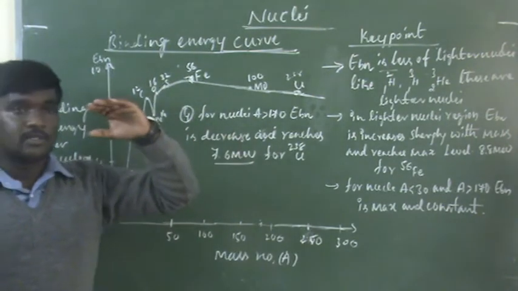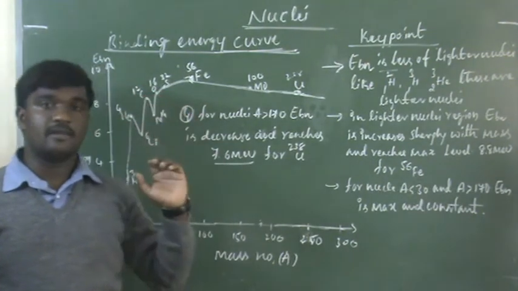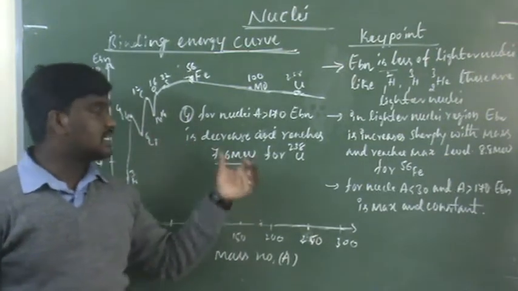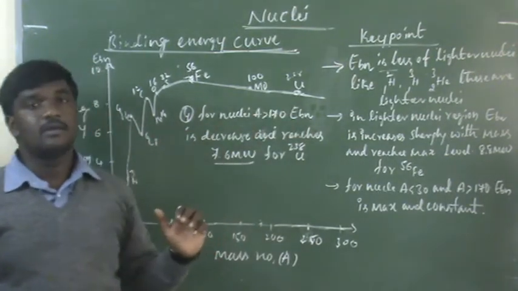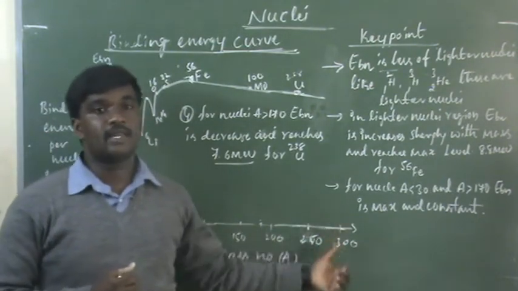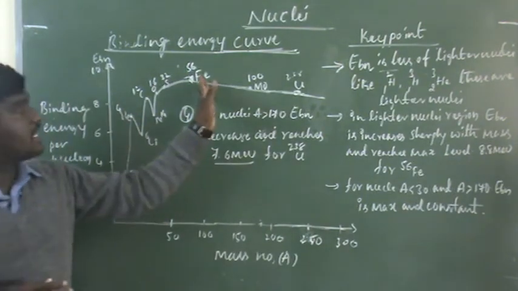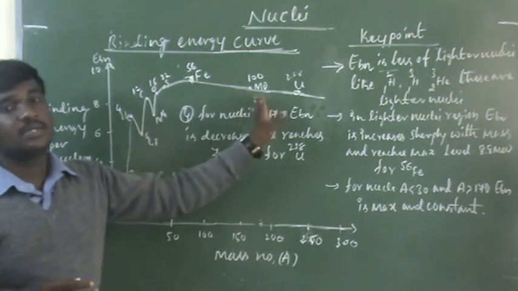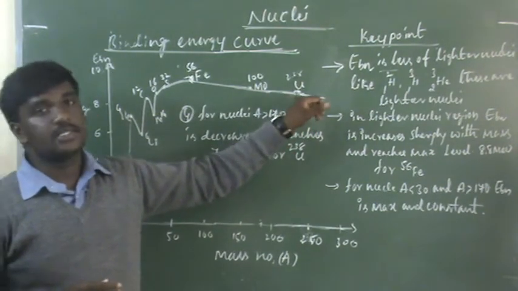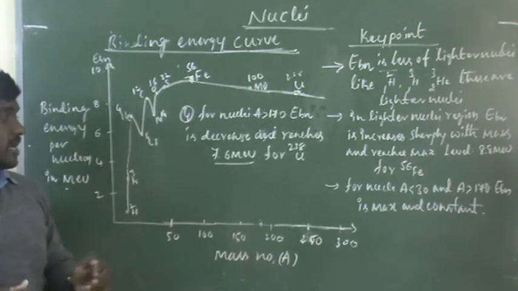So some level, the maximum value is 8.8 mega electron volts. The atomic mass is greater than 170. 170 means here, like 170, 180, 190 like that. Binding energy per nucleon decreases. The maximum level decreases and reaches 7.6 mega electron volts for uranium 238.